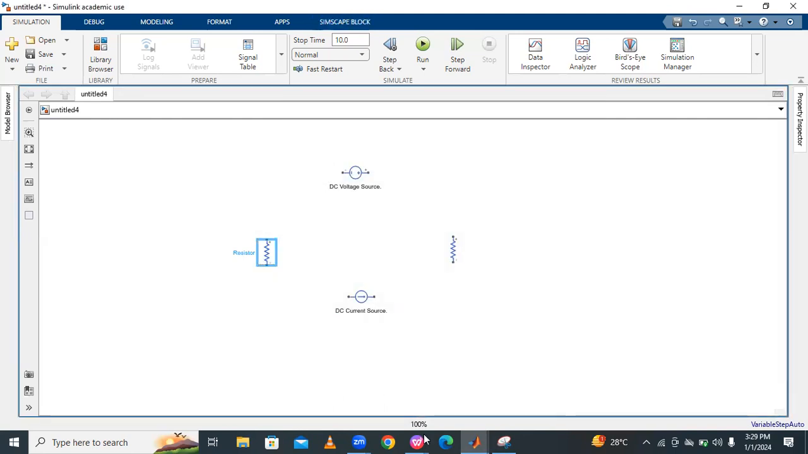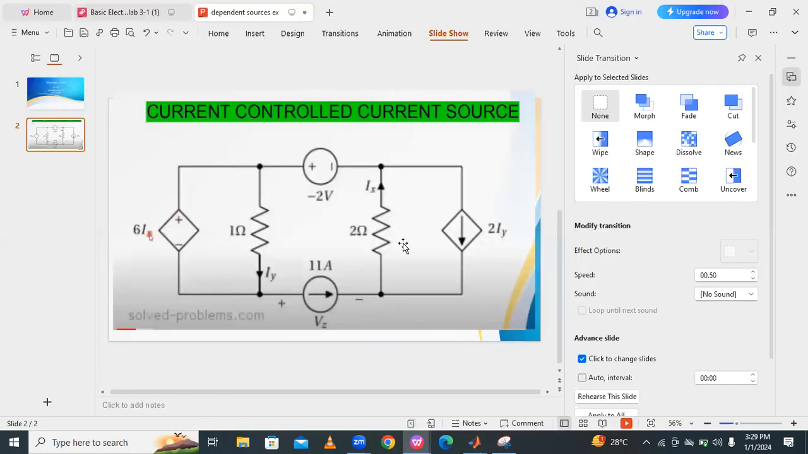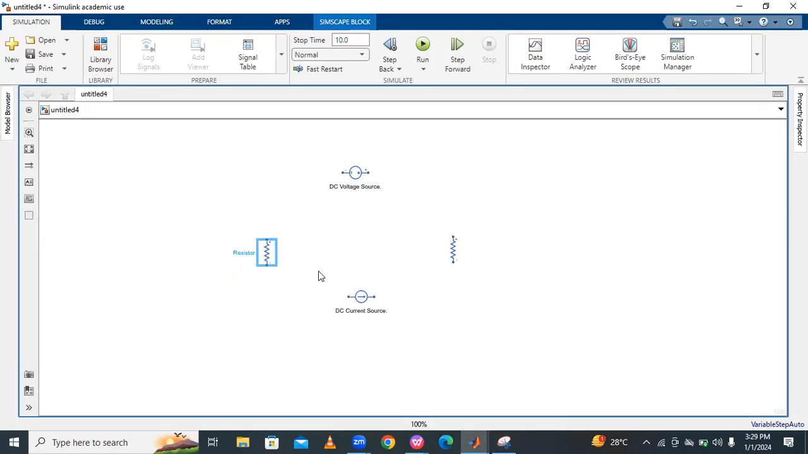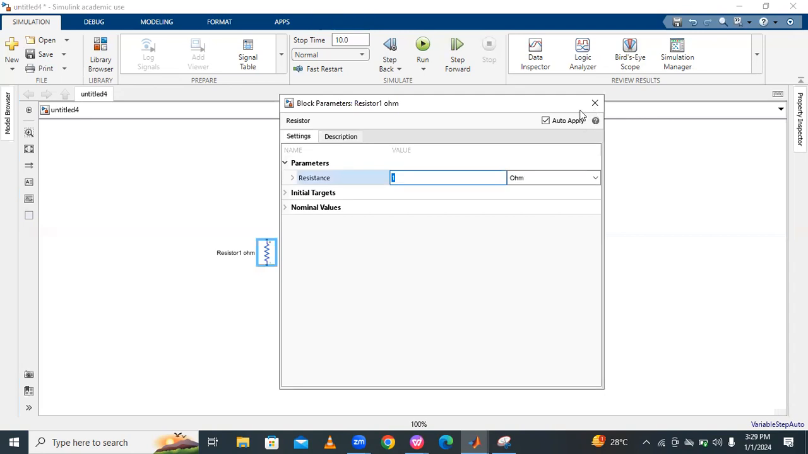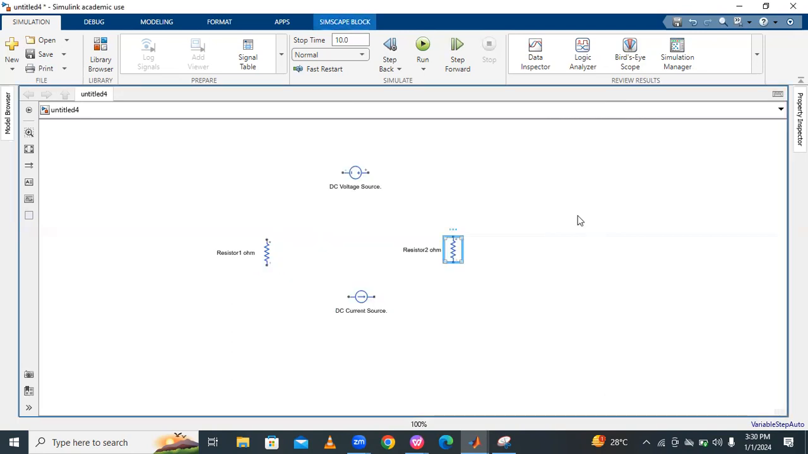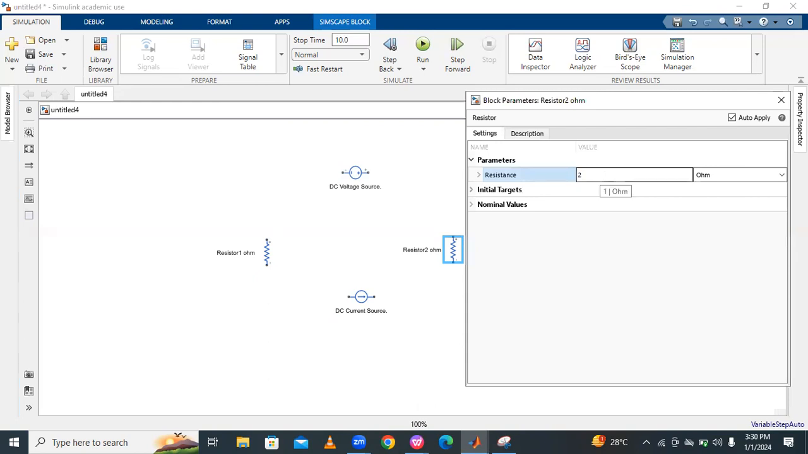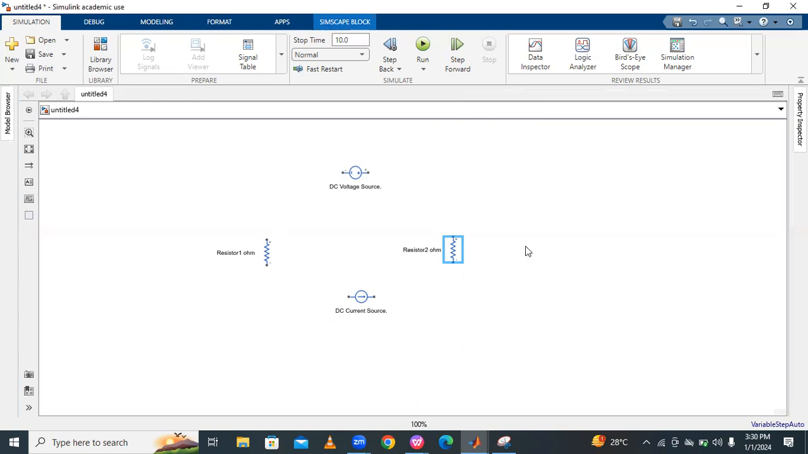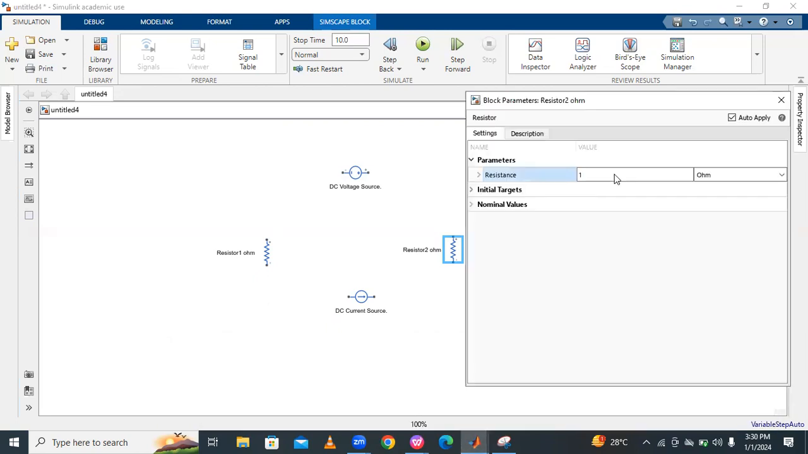What is the resistance of the resistor? A 1 ohm and a 2 ohm resistor. Only two resistors are required. This one is 1 ohm, and this resistor is, sorry, 2 ohm. Open this. By default it is a 1 ohm resistor, no need to change. And here, change the 1 to 2, and then close. Like this, this is called the 2 ohm resistor.